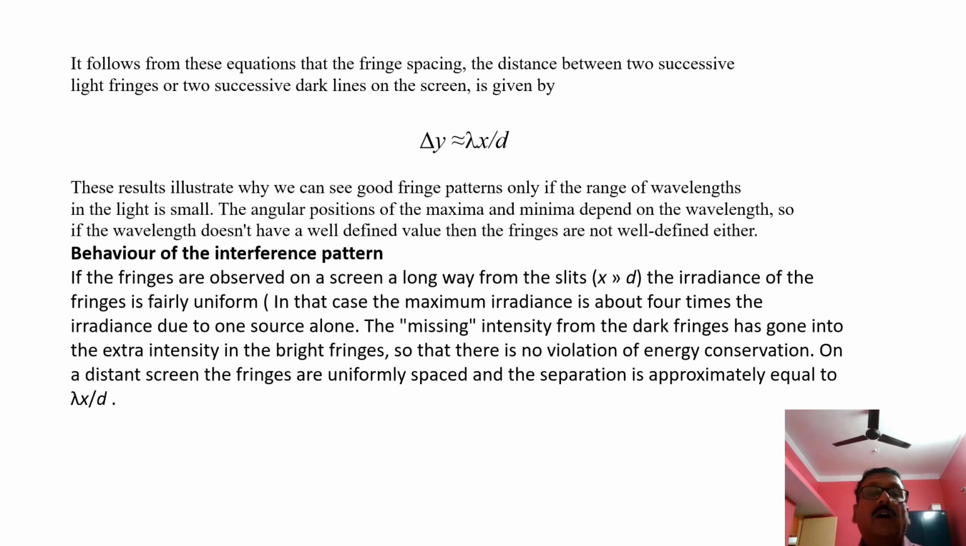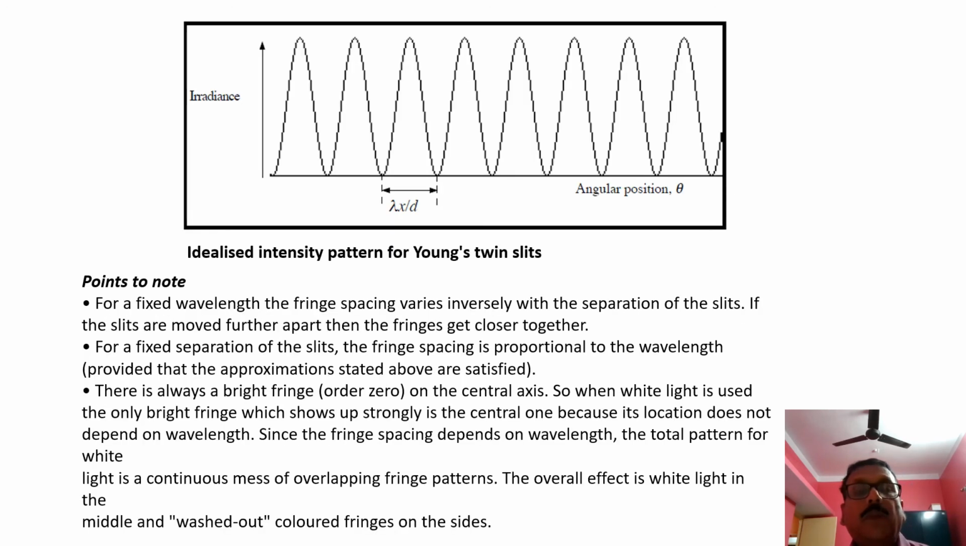If the fringes are observed on a screen a long way from the slits, the intensity of the fringes is fairly uniform. The missing intensity from the dark fringes has gone into the extra intensity of the bright fringes, so that there is no violation of energy conservation. On a distant screen, the fringes are uniformly spaced and the separation is approximately equal to lambda x divided by d. Here is the pictorial representation of the idealized intensity pattern for Young's twin slits.